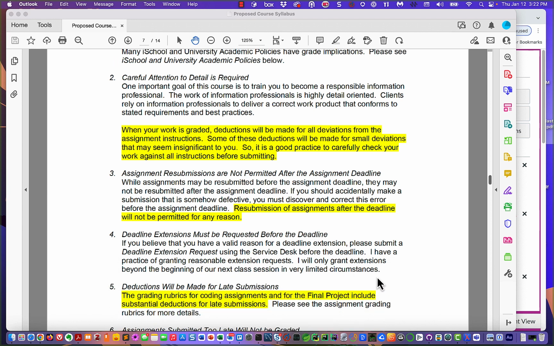Except if you get an extension. So if you ask for an extension for a reasonable reason before the deadline, I'll usually give you one. I usually don't grant extensions beyond the beginning of our next class. So things are due on Sunday night, okay? If you need until the beginning of the next class for some reasonable reason, I'll usually grant an extension. It's hard to grant extensions till sometime after I've handed out the solution.